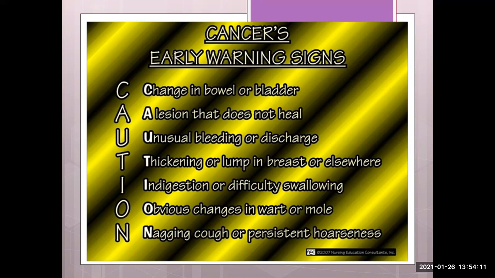Change in bowel or bladder, so looking at GI or GU related cancers. Lesions that don't heal, could be like a skin cancer. Unusual bleeding or discharge could be related to a reproductive cancer. Thickening or a lump in the breast would be breast cancer. Indigestion, difficulty swallowing, could be esophageal. A change in a wart or a mole, skin cancer. And then a nagging cough or persistent hoarseness is lung cancer.